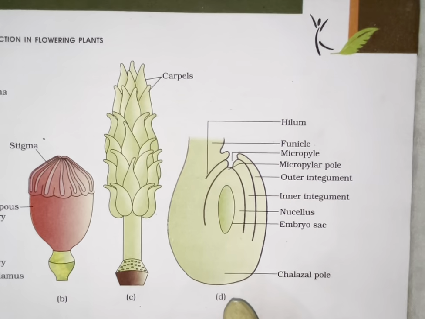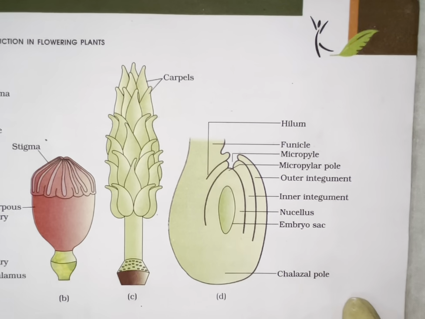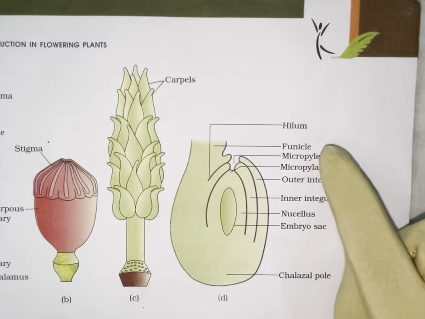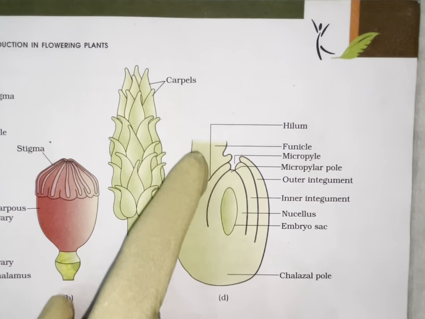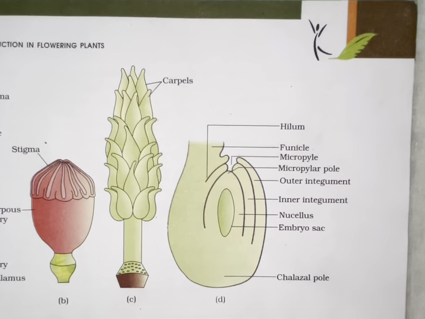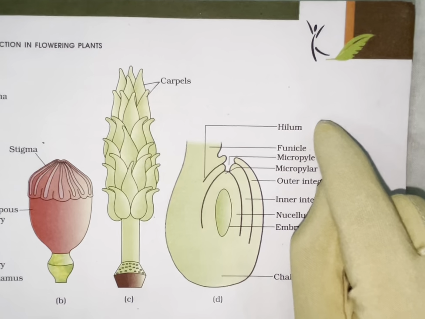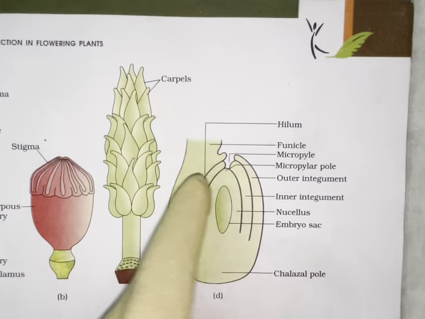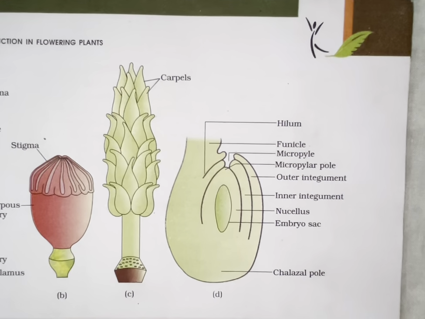Now I am going to explain the function of each and every label part properly. First is funicle. Funicle is the structure through which ovule remains attached to the placenta inside the ovary. Second is hilum. Hilum is the region which connects funicle and ovule.